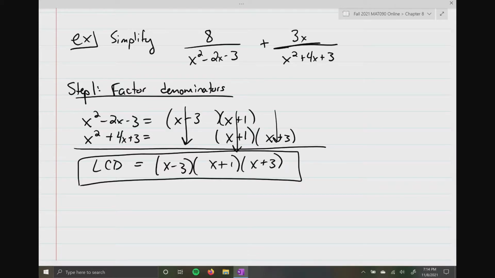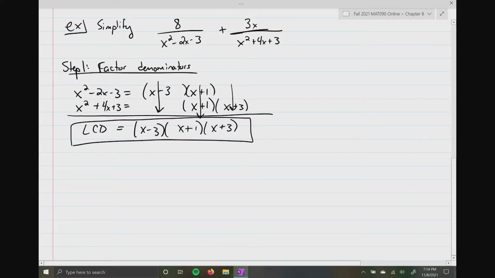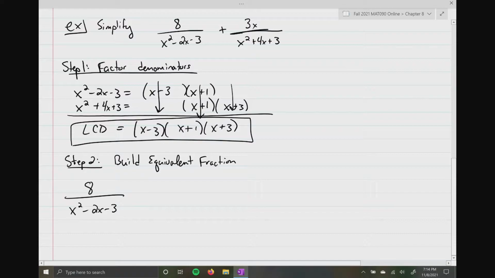Now, step two, we're going to build equivalent fractions. Just like we did previously. So what I'm going to write is 8 over x squared minus 2x minus 3. And my goal is to have this denominator look like this.